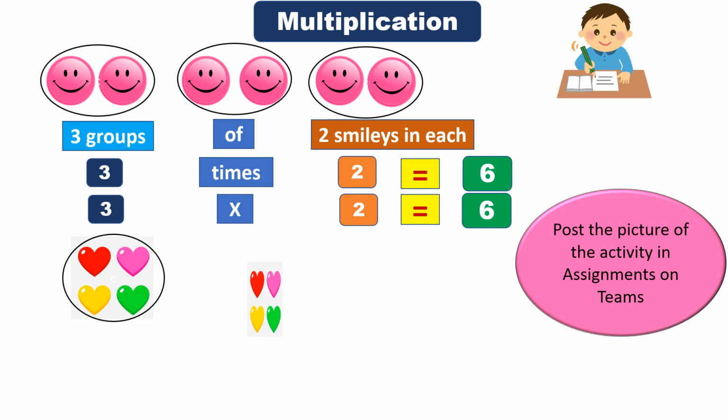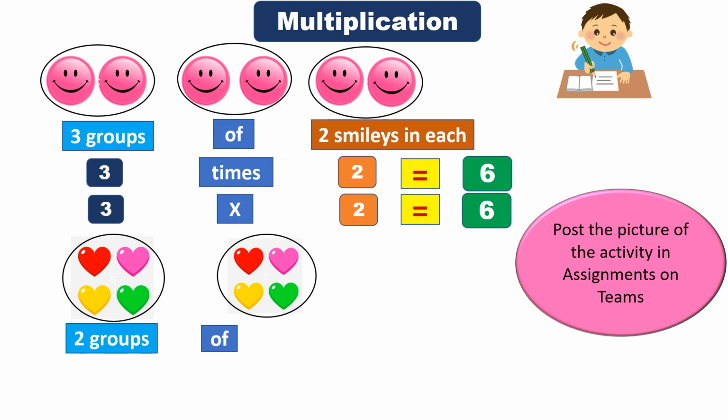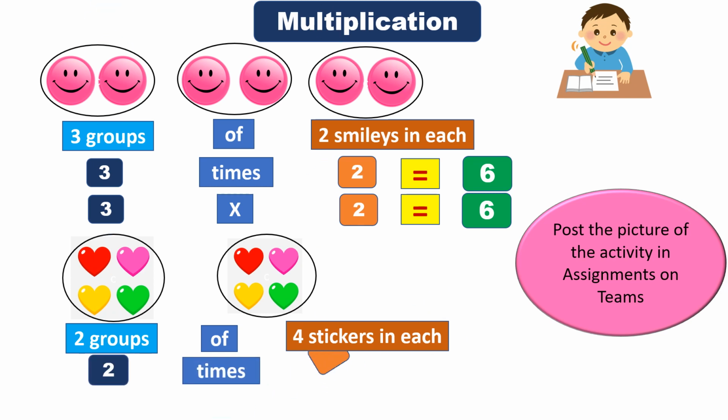Okay, then stick 4 more stickers and put a string over them also. So what have we done over here? We have made 2 groups of stickers where we can see that 4 stickers are there in both groups, correct? So we have taken 4 2 times. First of all, we are going to write 2 groups of how many stickers? 4 stickers, because there are 4 stickers in both the groups, or we can say 4 in each, correct? And then 2 groups means 2 times. 2 times 4 we are taking, correct?